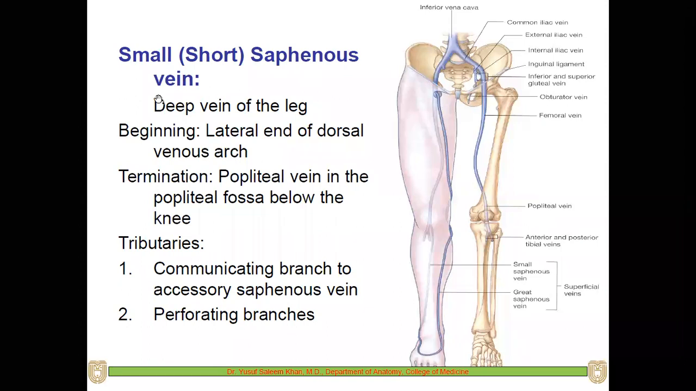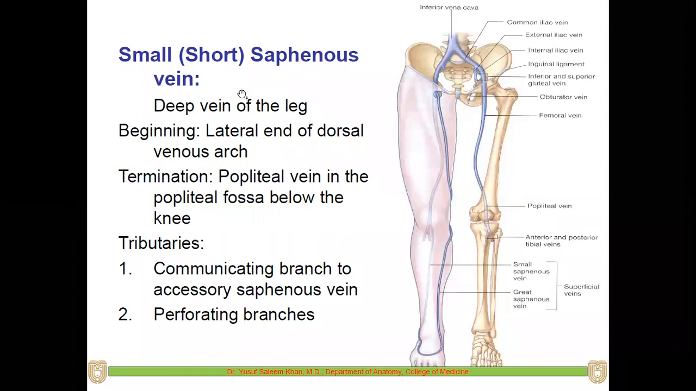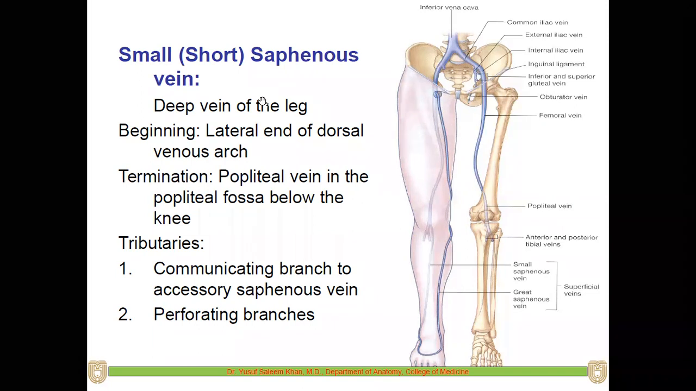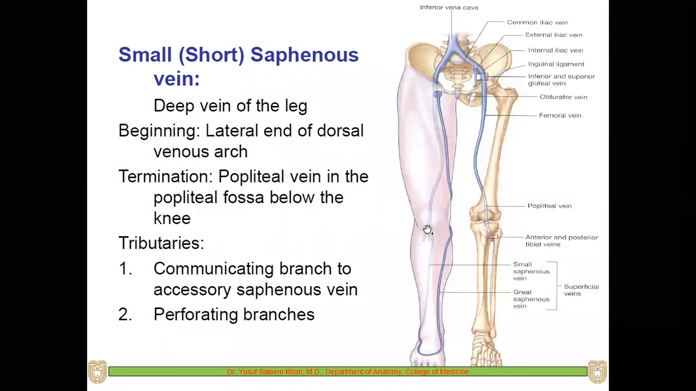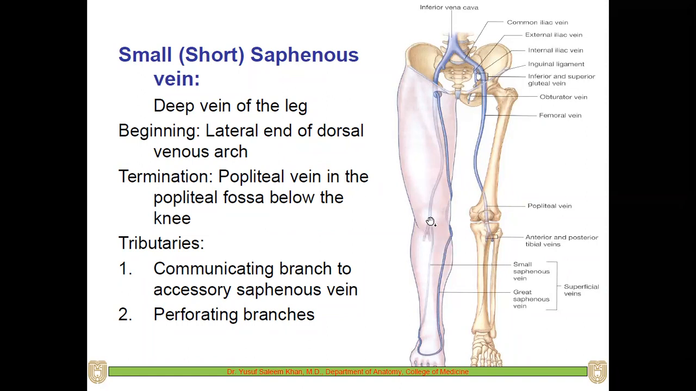This vein is also called the deep vein of the leg. The other name for this is the deep vein of the leg. The beginning of this is from the lateral end of the dorsal venous arch. It begins from the dorsal venous arch and terminates into the popliteal vein in the popliteal fossa below the knee. If you see here, this goes all the way up to the popliteal fossa. As I said, popliteal fossa is behind the knee joint. So the vein there will be called the popliteal vein, which will drain into the femoral vein.